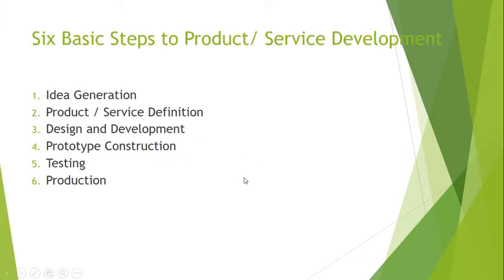So, we're going to go over 6 basic steps to product and service development. The first is idea generation. The next will be product and service definition. Next will be design and development, prototype construction, testing, and then finally production.